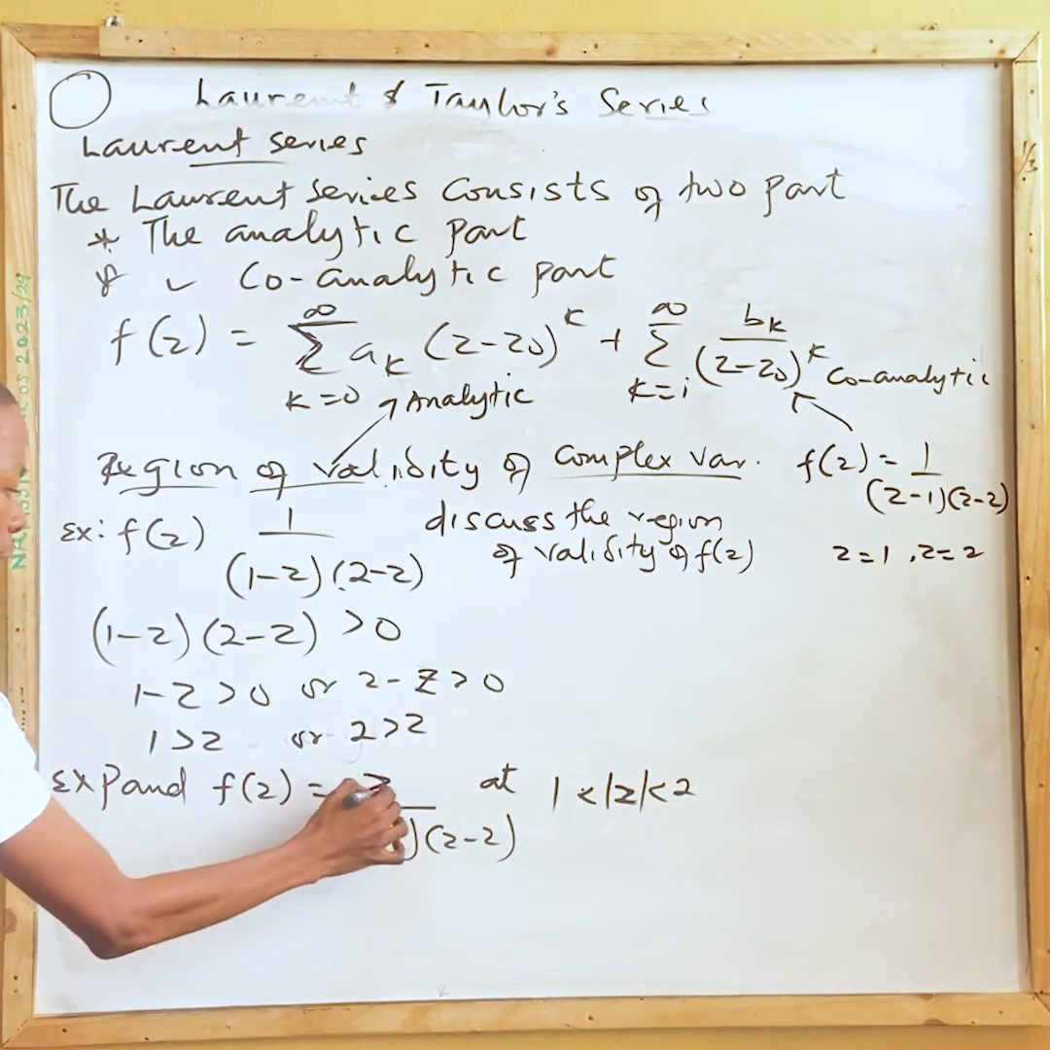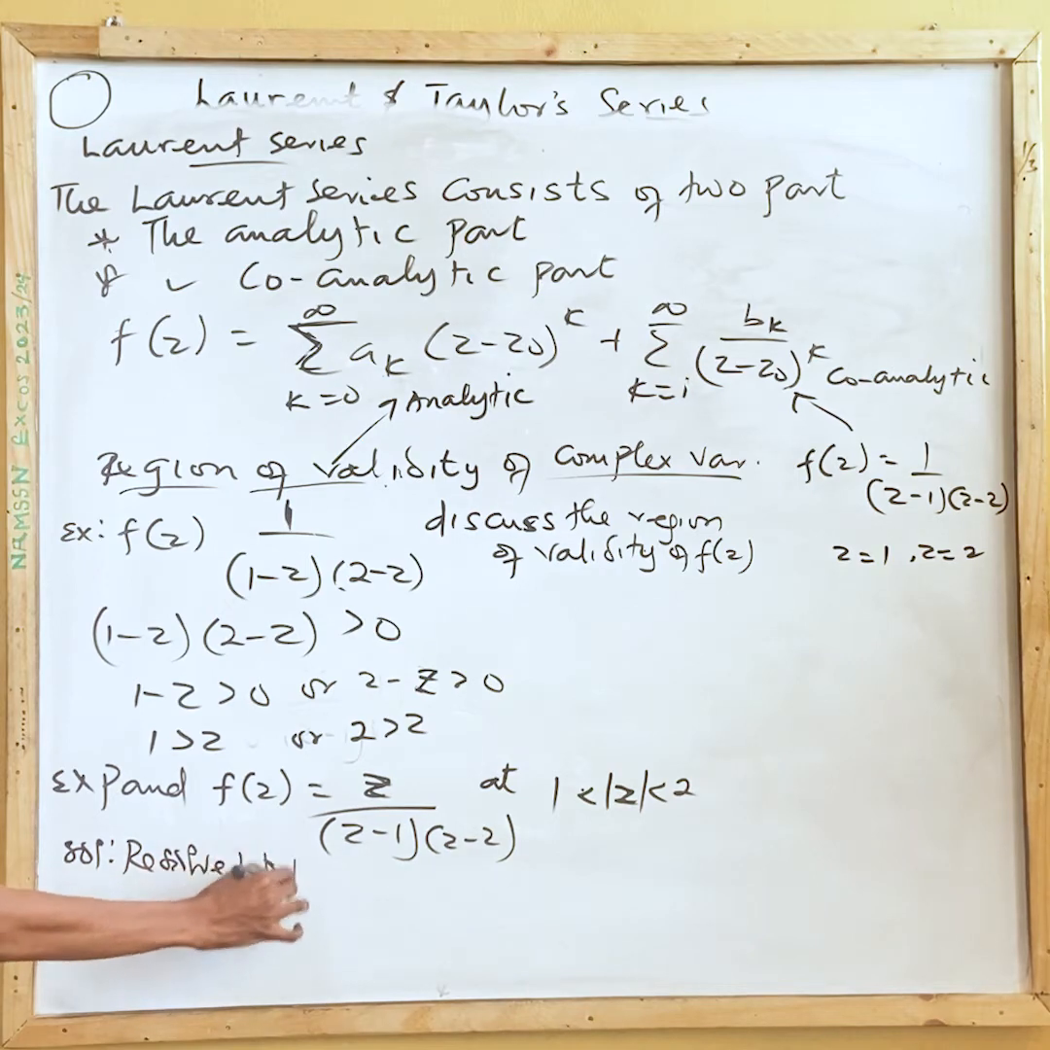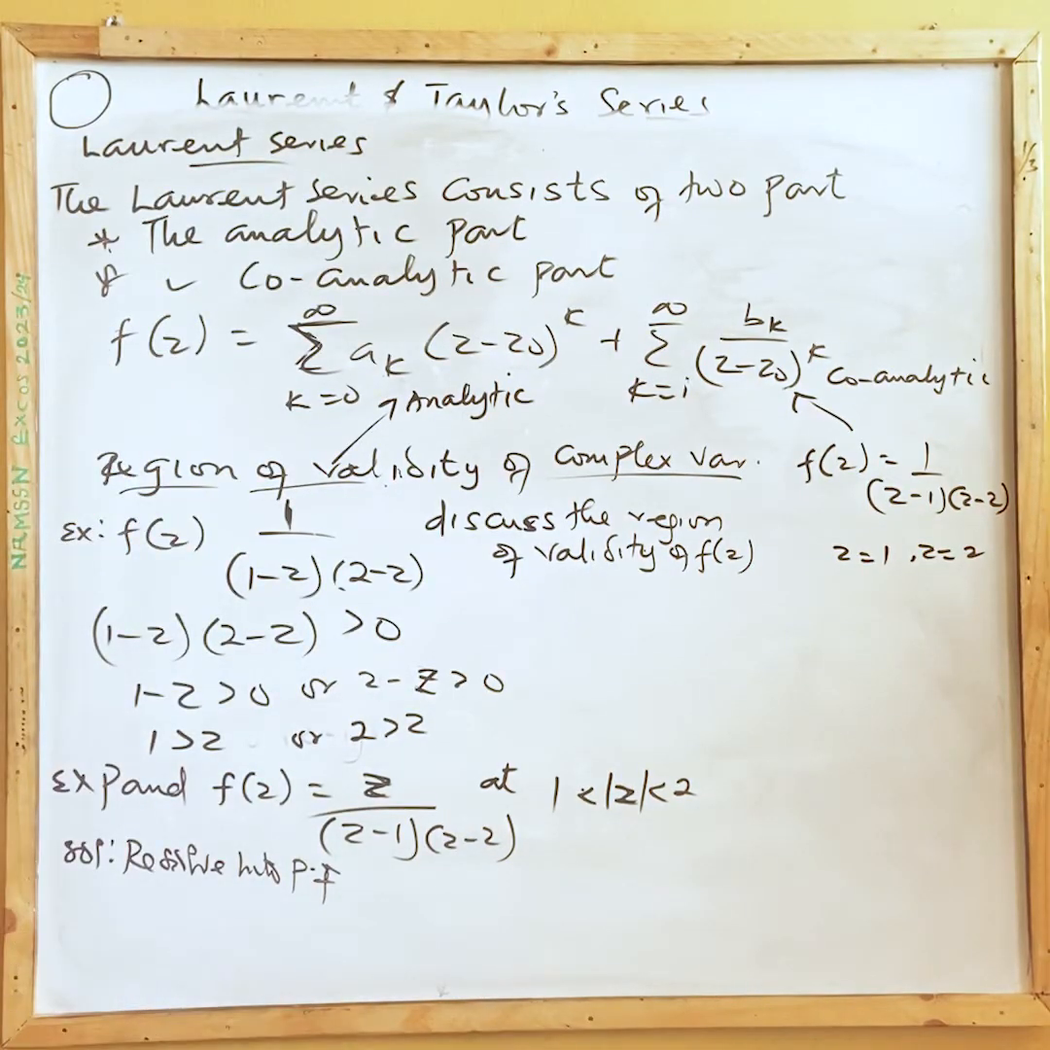We just want to discuss the region of validity of this one. So f of z equals z over (z minus 1)(z minus 2). I want to expand this. So the first thing is that we resolve this into partial fraction. Well, I won't do that one for us again. I believe partial fraction is not something that is difficult to do.